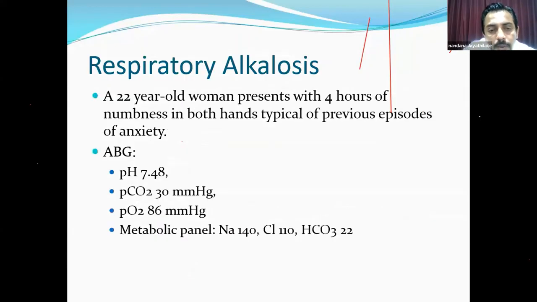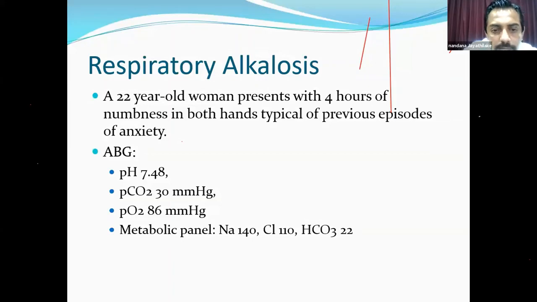Take this example: a 22-year-old woman presents with 4 hours of numbness in both hands, typical of a previous episode of anxiety. pH 7.48, PCO2 30, PO2 86. Metabolic panel: sodium 140, chloride 110, bicarbonate 22. So can somebody analyze it? This is the primary respiratory alkalosis.